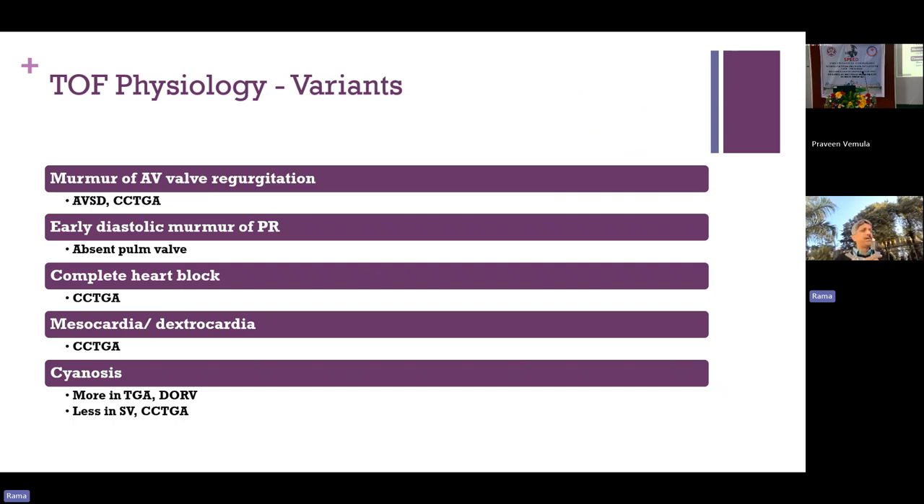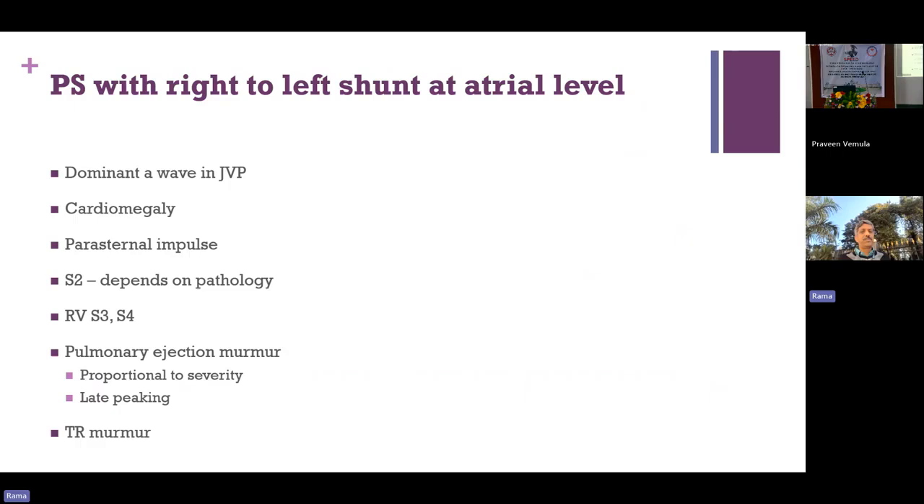There are some minor points in terms of cyanosis. Generally the quantum of cyanosis is much more in TGA, DORV, and VSD-PS comparatively, and maybe lesser in single ventricle and CCTGA, but these are all relative points. So in a nutshell, LV apex is the most important thing to differentiate tetralogy physiology, and CCTGA can be convincingly diagnosed if there is a discrepancy between situs and cardiac position, or there is an L-posed aorta that you can palpate or a sound that can be auscultated there, or, rarely, because of complete heart block or presence of AV regurgitation. These are the things that you have to see.